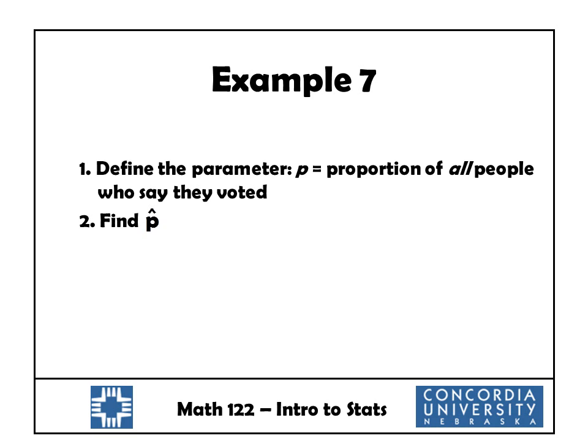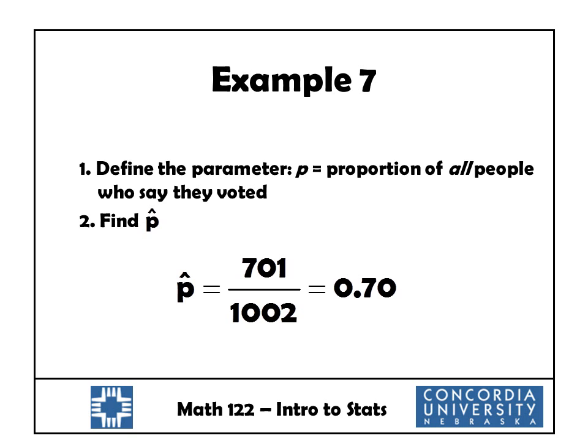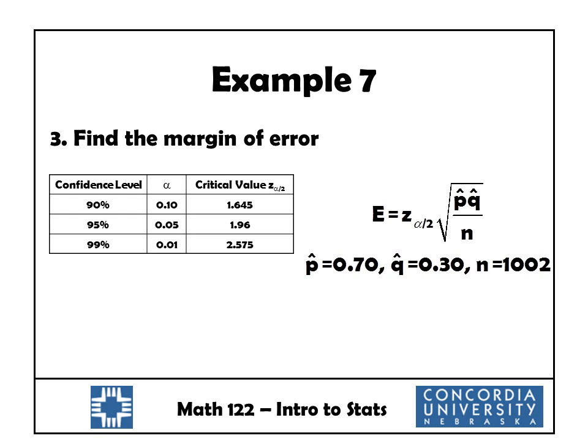Second step is to define p hat. That comes from our data. So p hat would be the number who said they voted divided by the sample size, and that comes out to be about 0.7. Okay.